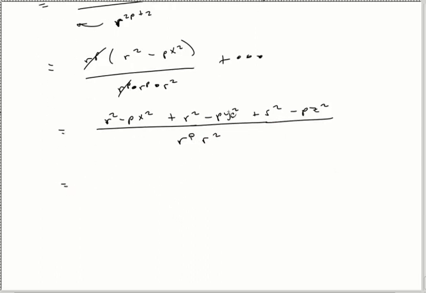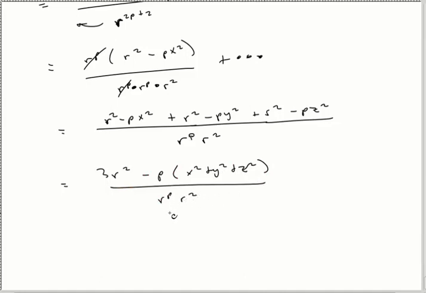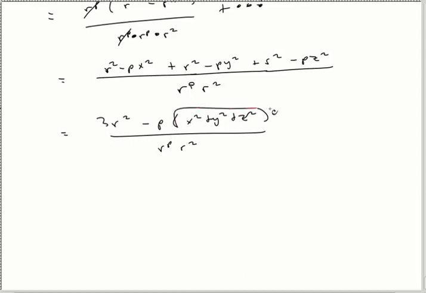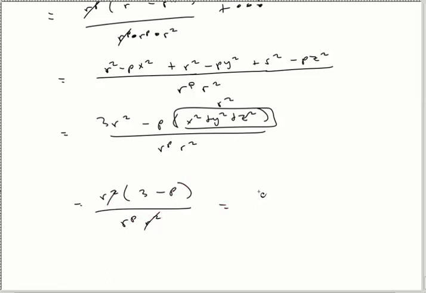So what do they have in common? Well, I can say there's 3r squared minus p times, and then I got x squared plus y squared plus z squared. And then r to the p, r squared. Well, this right here is an r squared as well. So I can factor out an r squared to the front, 3 minus p divided by r to the p, r squared, cancel those guys. And then finally, I'm just checking my math right quick, because it gets pretty interesting here. Yep, 3 minus p all over r to the p.